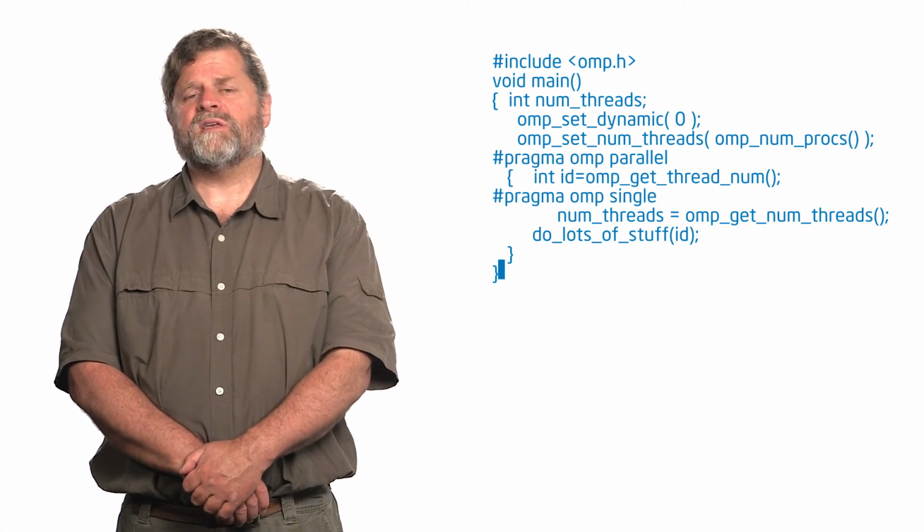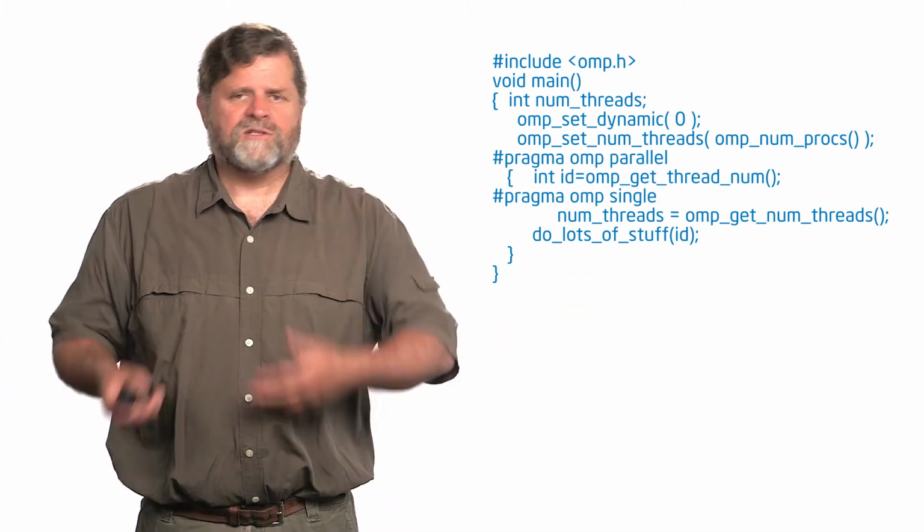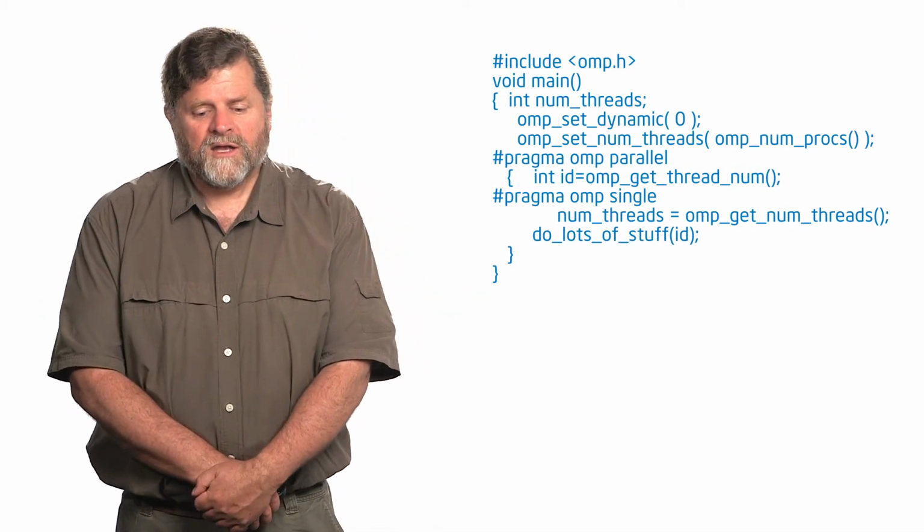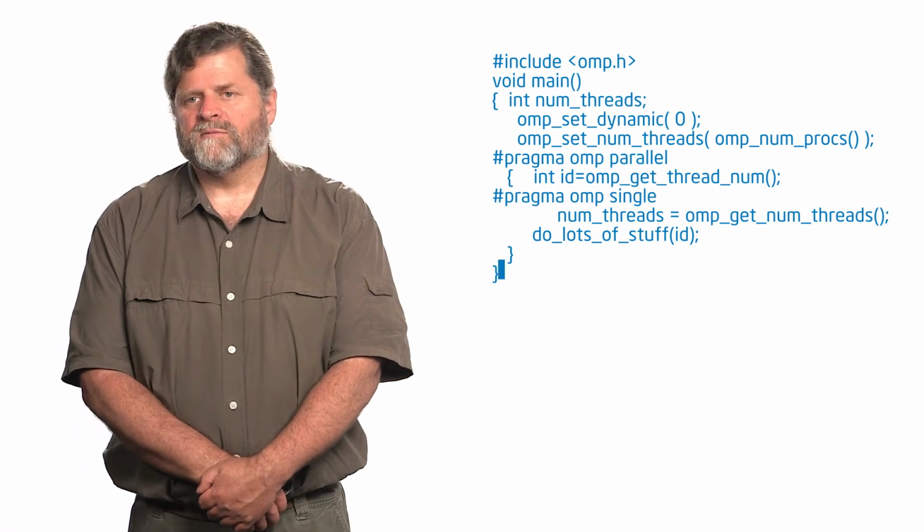I use a pragma omp single, because I don't care which thread does it. I just want one of the threads to do that and everyone else to wait at the end. So now I have num_threads equals omp_get_num_threads. All right, so that is how I would ask for a number of threads equal to the number of procs, and then I would go through and not change the number of threads with each parallel region, and I would figure out how many threads I actually got. And if it really had to be a specific number, I could inside that single construct say, if you don't equal that number, exit.